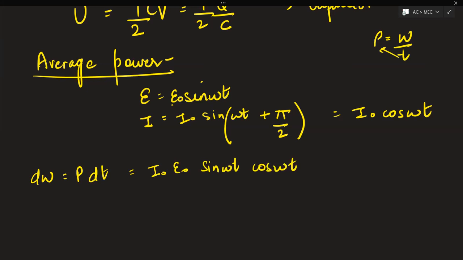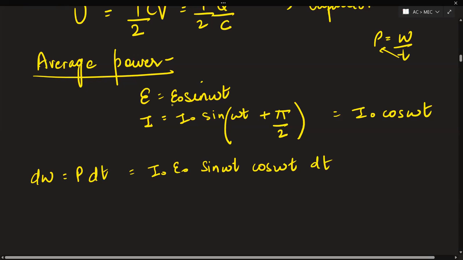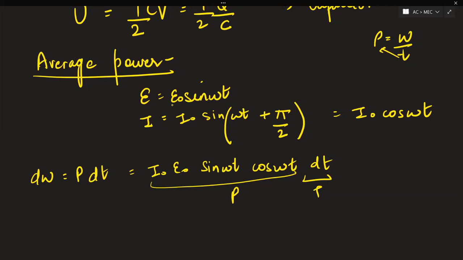E naught sine omega t, I naught cos omega t. I have written these separately because these will be used together for the purpose of integration. And then dt, definitely. So dW is equal to power times time. Now we have to find the formula for it.